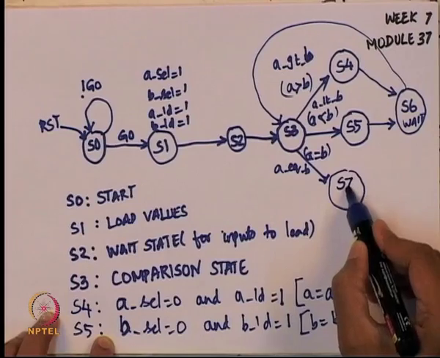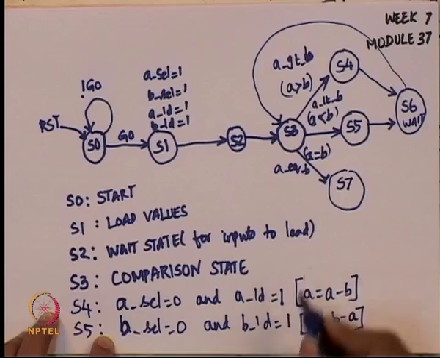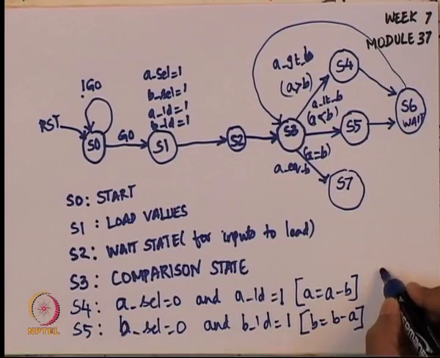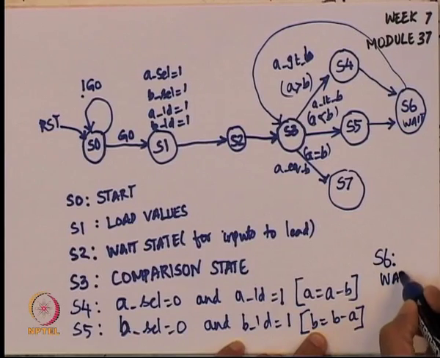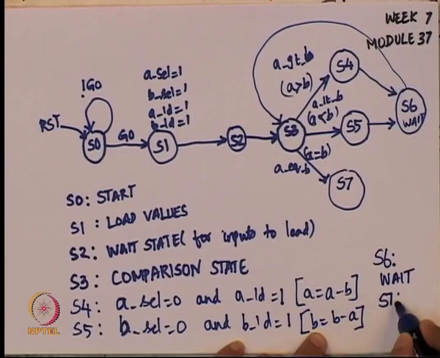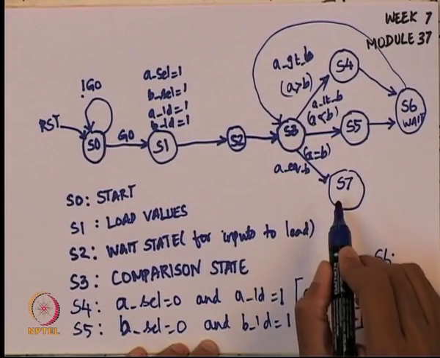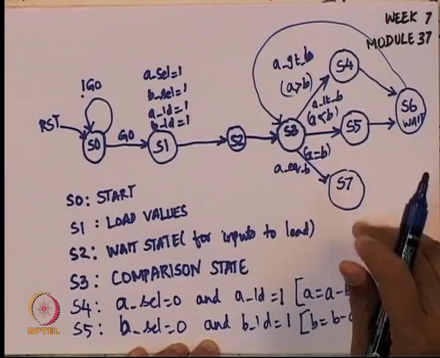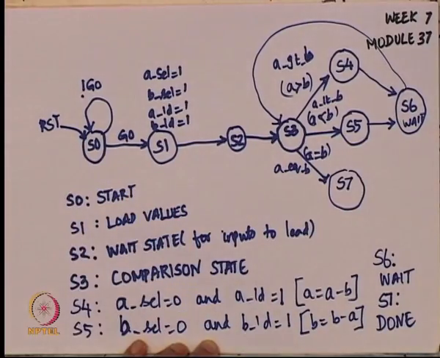I am going to call this the state S7. Let me write this down: S6 is a wait state and S7 is called the done state. So, we are done with all the work. When we get to state S7, what it means is the register A has the correct value, actually A and B both have the correct value.